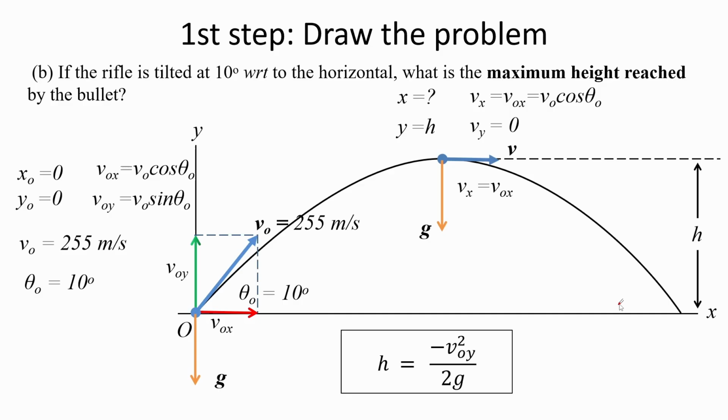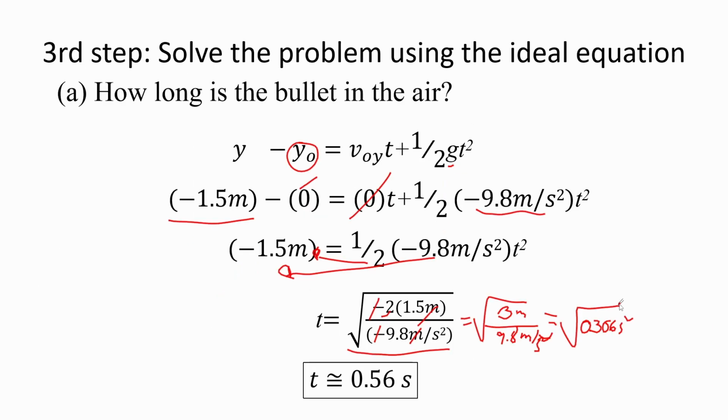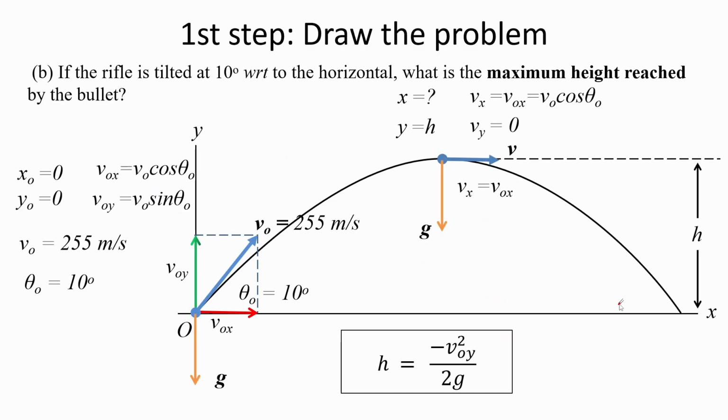The next one is, wait, is it? Oh yeah. The next one, letter B: if the rifle is tilted 10 degrees with respect to the horizontal. So it is 10 degrees upward. Hence 10 degrees with respect to the horizontal. What is the maximum height reached? Maximum height reached, meaning we need to find your H.